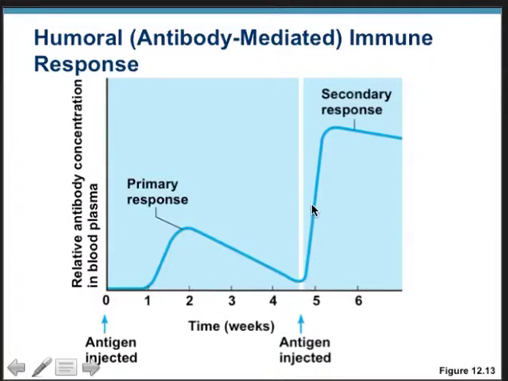But with the second exposure, what happens is that before even a week is up, inside just a few days, we generate massive amounts of antibody in the secondary response, followed by a higher circulating level of antibody throughout the rest of the battle against the pathogen as we try to knock this infection down. And the result basically is that we don't get sick the second time around with the same exact strain of pathogen.